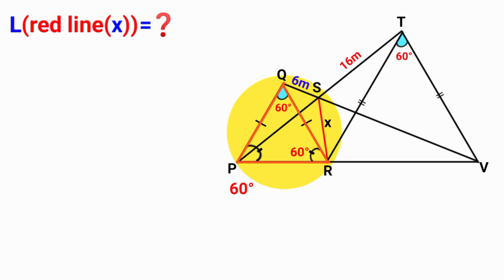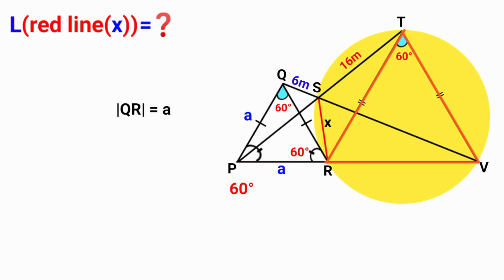An equilateral triangle has all its sides equal in length. That is, this side, this, and this are congruent. So if we assume the length of this side to be A, this and this each will also be A. But as for this side, since it is intersected by this line, we write out its length here, line QR equal to A. The same thing we did for this triangle is applicable for this triangle also.